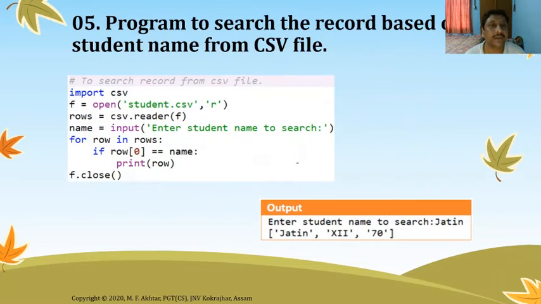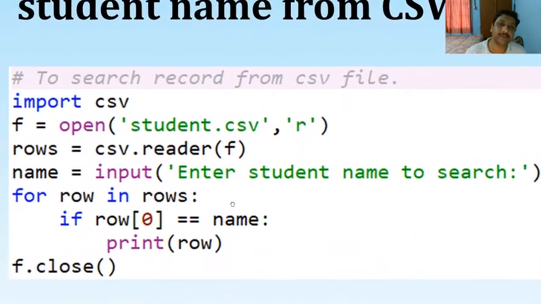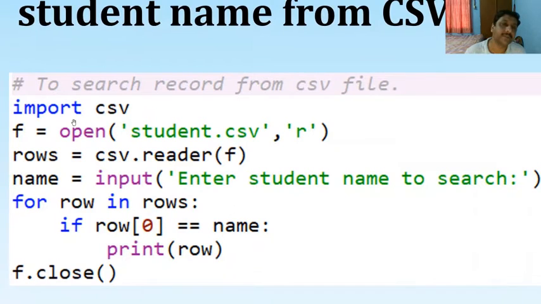Now, program to search a record based on student name. Suppose we want to search something in the record file, then this program is very helpful. Again we have imported the CSV module, opened the file in read mode, and using the reader function we have read all the records. Here we ask the user to input the name of the student to search. Then the name is given here.